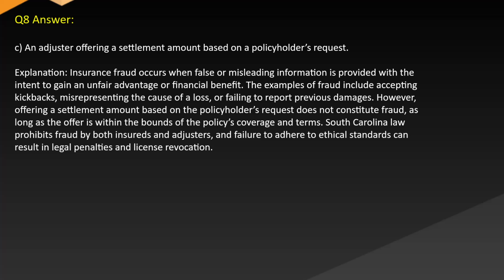Answer: C. An adjuster offering a settlement amount based on a policyholder's request. Explanation: insurance fraud occurs when false or misleading information is provided with the intent to gain an unfair advantage or financial benefit. The examples of fraud include accepting kickbacks, misrepresenting the cause of a loss, or failing to report previous damages. However, offering a settlement amount based on the policyholder's request does not constitute fraud as long as the offer is within the bounds of the policy's coverage and terms.